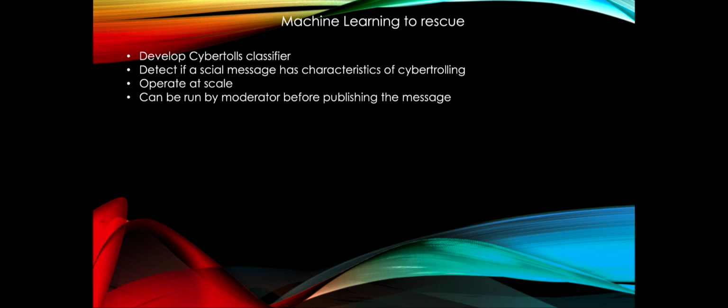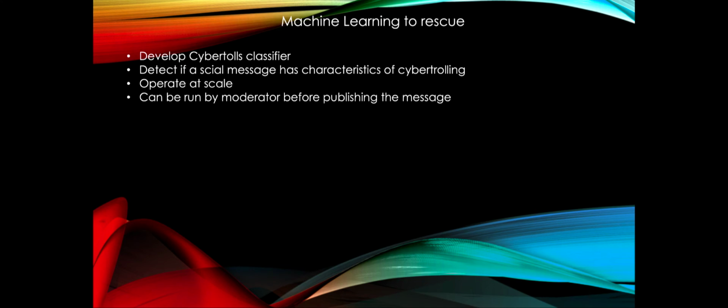So basically what it means is, if you feed a social network message, we are going to first train a machine learning model which can then understand, when you feed any message from a social network to that particular classifier, it can tell you whether the message is a cyber troll or a genuine message, right? And it can operate at scale. So once that algorithm is developed, you can use it on any social platform.